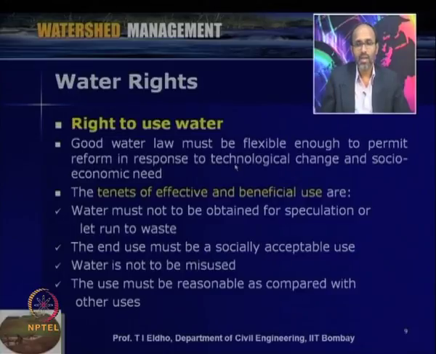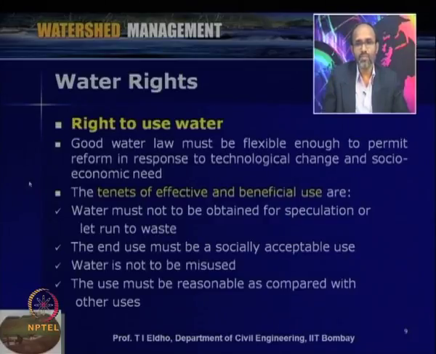We have to see what kind of technological development takes place, and accordingly the various aspects should be changed, and socio-economic needs should be the most important aspect in the development of this type of policies. The tenets of effective and beneficial use are that water must not be obtained for speculation or let run to waste. So, available water should be used in a very effective way. Water should not be wasted, and should not be held for speculation between various agencies, and the end use must be a socially acceptable use. So, whatever use the water is put to, we have to see it is a socially acceptable use.